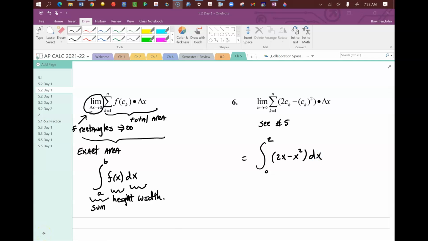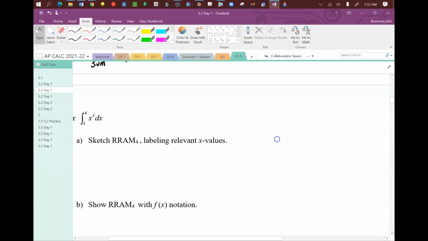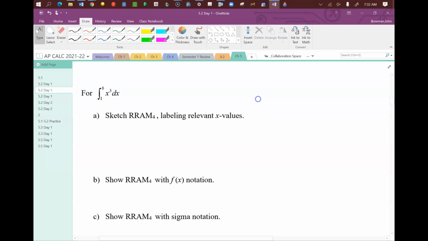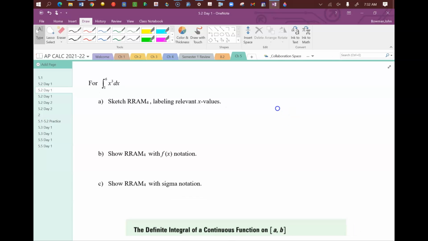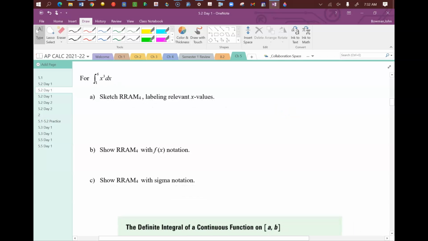So to get comfortable with this idea, we are going to work through some examples. And in this next example, what we're going to do is we're going to take what is representing the exact area and go backward and estimate it with a Riemann sum. And remember, a Riemann sum is simply estimating an area between a function and the x-axis by using some sort of geometric shape. We are going to use RRAM, which is rectangles, and we're using the right-hand side to establish the height.